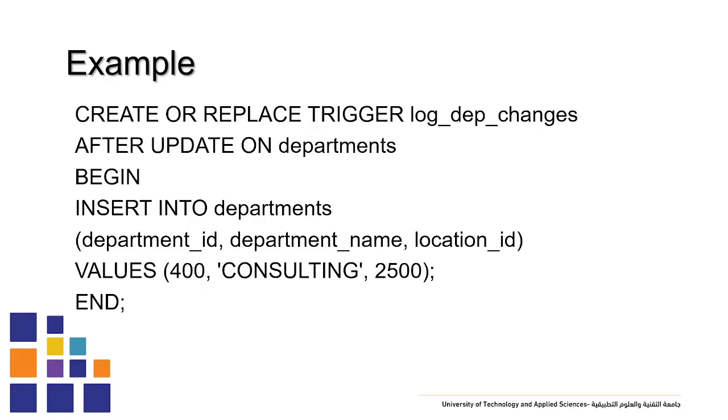Right, and what does this trigger do? It is an AFTER UPDATE trigger on the departments table. Every time a row of the departments table is updated, the trigger inserts a new department with 400 here. So the result is that the same row is inserted into the departments table every time an update occurs. This may lead to data duplication and inconsistent results over time.